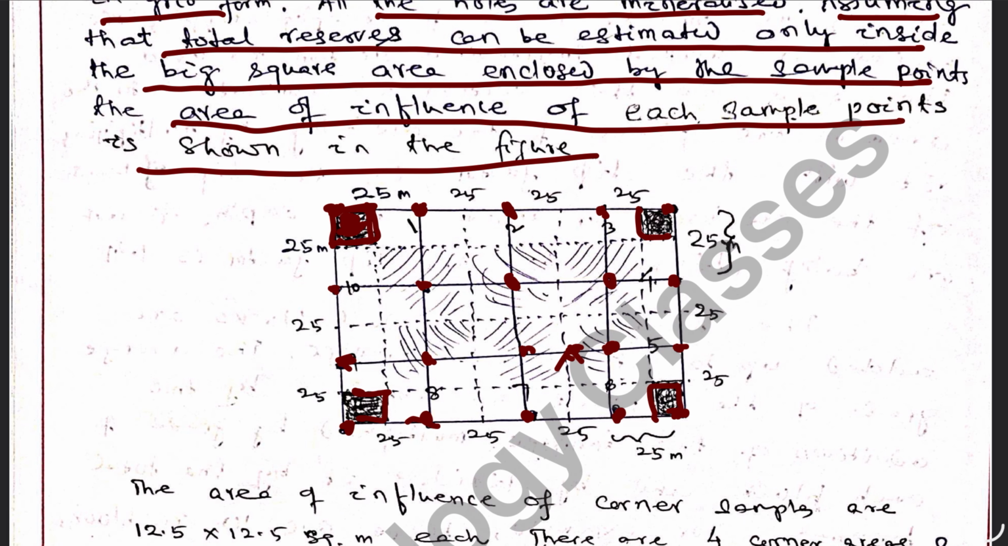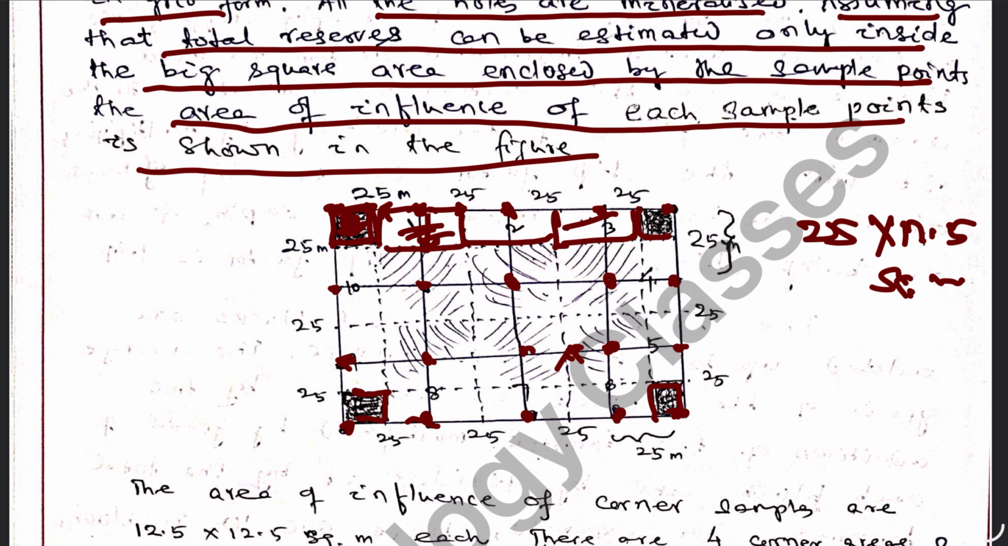But these side samples, they have, on this side 12.5, on this side 12.5, on this side 12.5. So this becomes a rectangle having area 25 into 12.5 square meter. So all these sides, they have the area 12.5 meter into 25 meter.